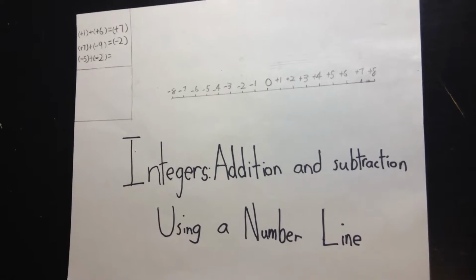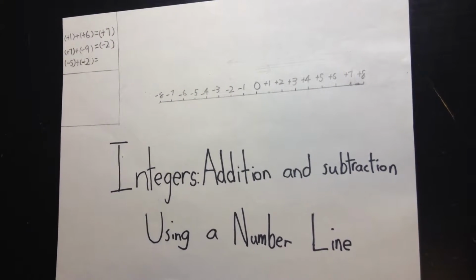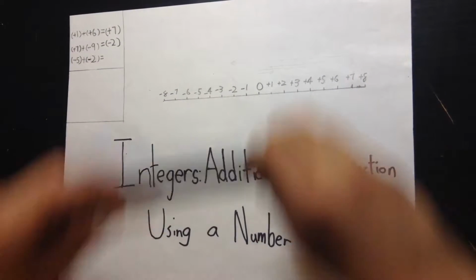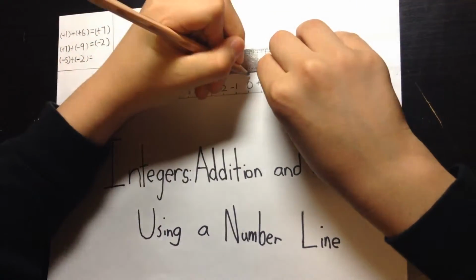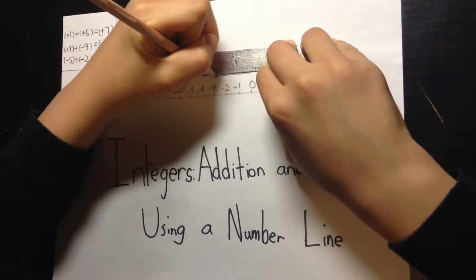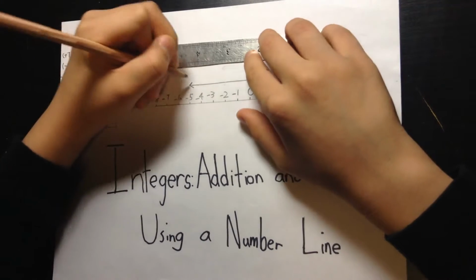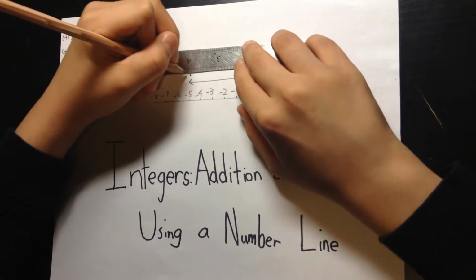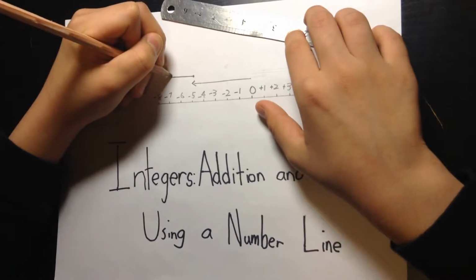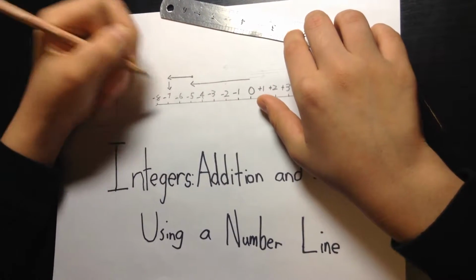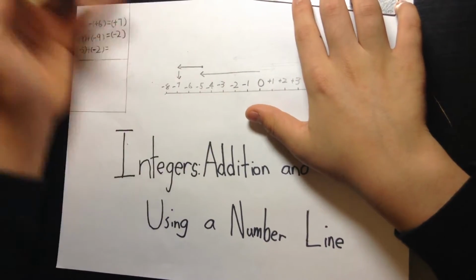And finally, for the last question. Negative 5 plus negative 2. So, negative 5 goes that way. So, 1, 2, 3, 4, 5. And then, just like I did before, you go 1, 2. And then, this one's not really that hard compared to the previous one.